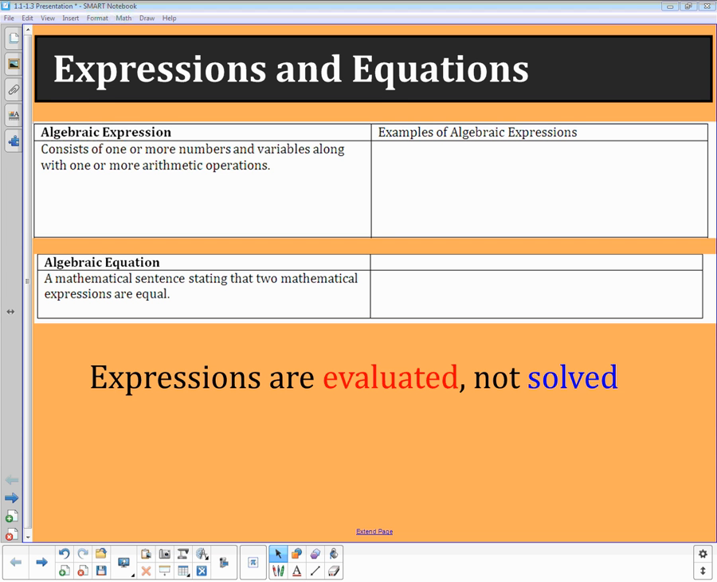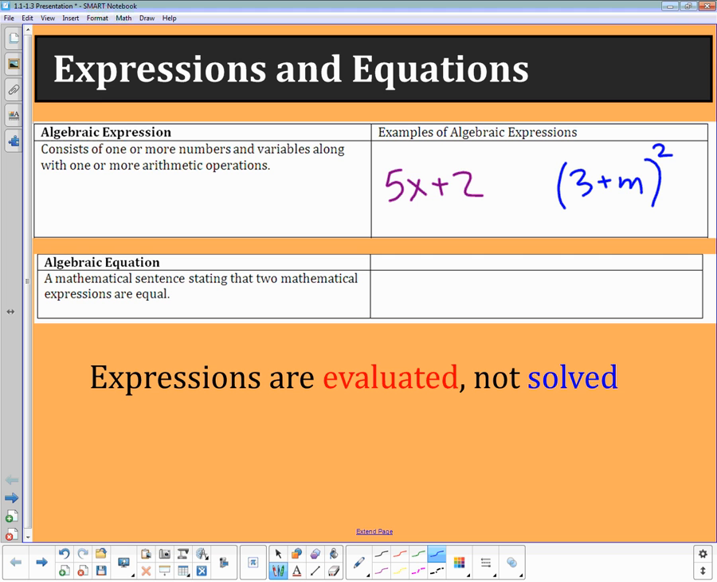An algebraic expression consists of one or more numbers and variables along with one or more arithmetic operations. Some very basic examples include 5x + 2, or you could have some parentheses in there like (3 + m)². Those are algebraic expressions. Notice what is not in an algebraic expression is an equal sign. That is what takes us down to an equation.